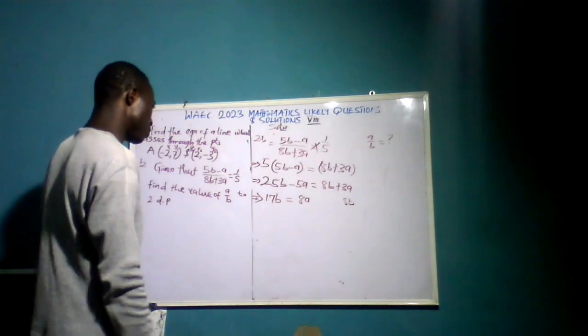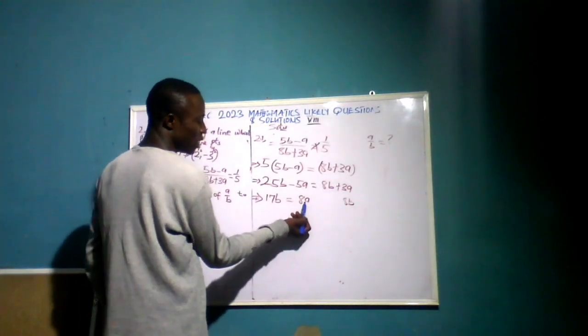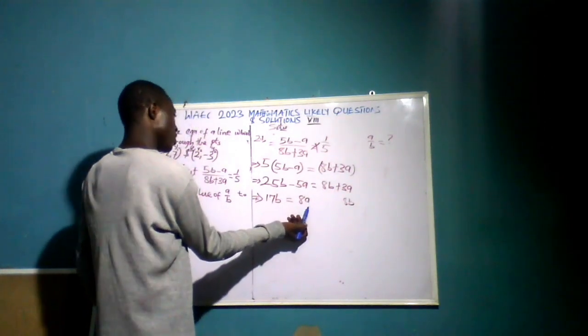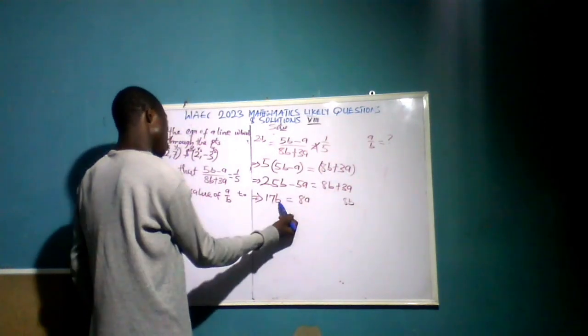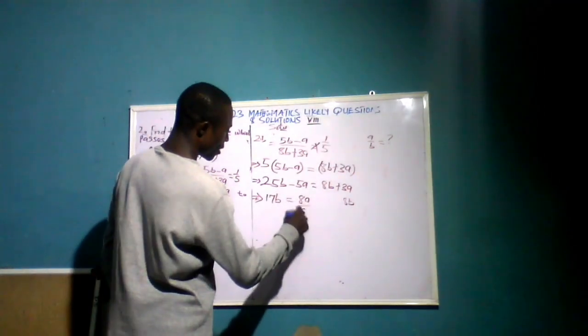Divide both sides by 8b. If you divide both sides by 8b, you know definitely that 8 will cancel 8 here, and you will be left with a over b. And definitely b will cancel b here, you'll be left with just an ordinary number, okay? So that we have 8b.